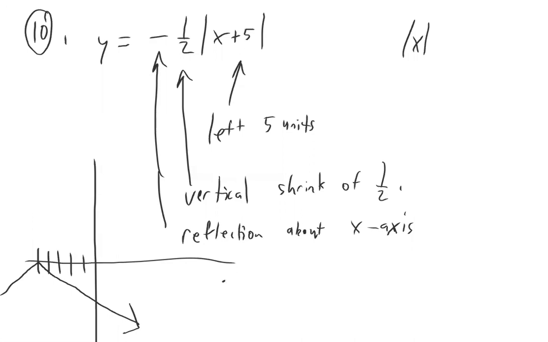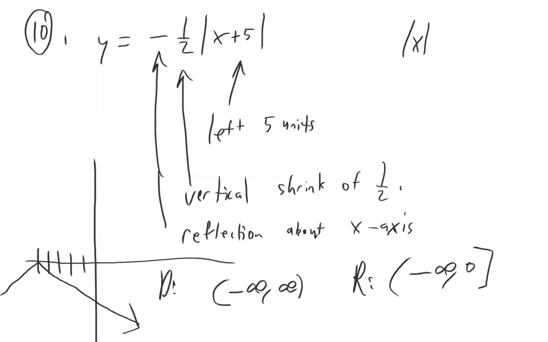And the domain of that is from -infinity to infinity. The range of it, from the bottom to the top, is -infinity to 0, with a bracket on the 0 because it does touch the point 0. All right, so now let's try number 11.